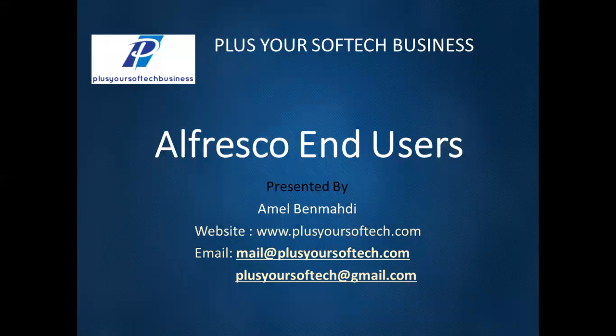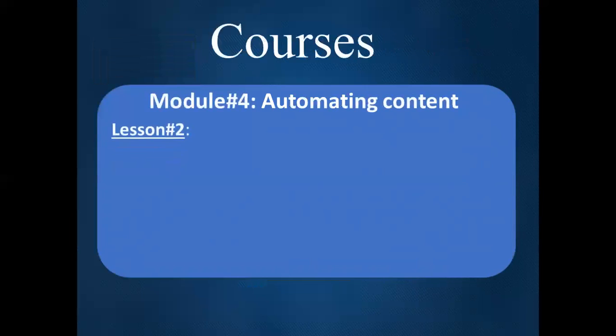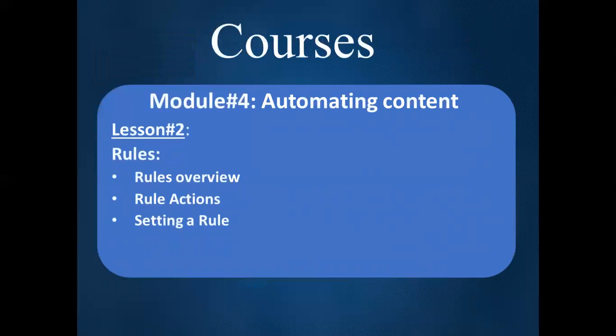In this tutorial, today I will share with you lesson number 2 in our fourth module called Automating Content in Alfresco, End User section. In this lesson, we will cover a topic about rules. I will give you a definition of rules first, and second will be about the rule actions. And then we will see how we can set a rule on a content.